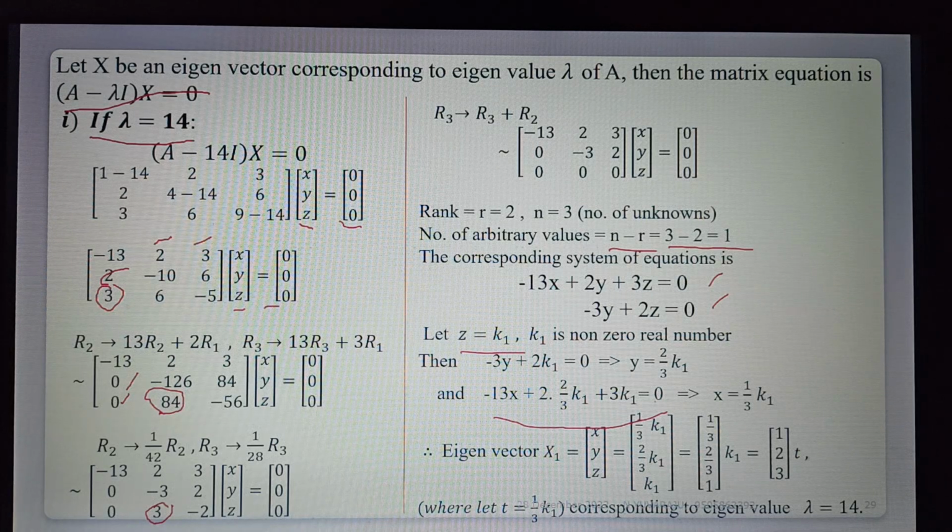That is equal to [1 by 3, 2 by 3, 1] k1. Taking 1 by 3 common, to make simplification easy, we get 1 by 3 [1, 2, 3] transpose times t, where t is equal to 1 by 3 k1. This is the first eigenvector corresponding to lambda is equal to 14.